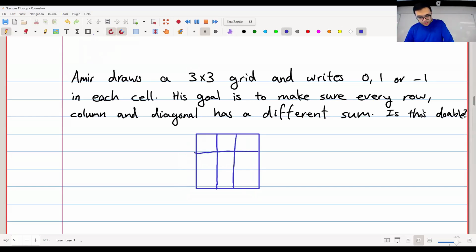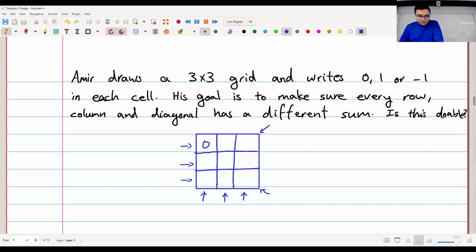But I want to do it so that if I look at the sum of the numbers in all the rows and the sum of the numbers in all the columns and the sum of the numbers of the diagonals, I want these sums to all be different. So this is kind of like the opposite of Sudoku.